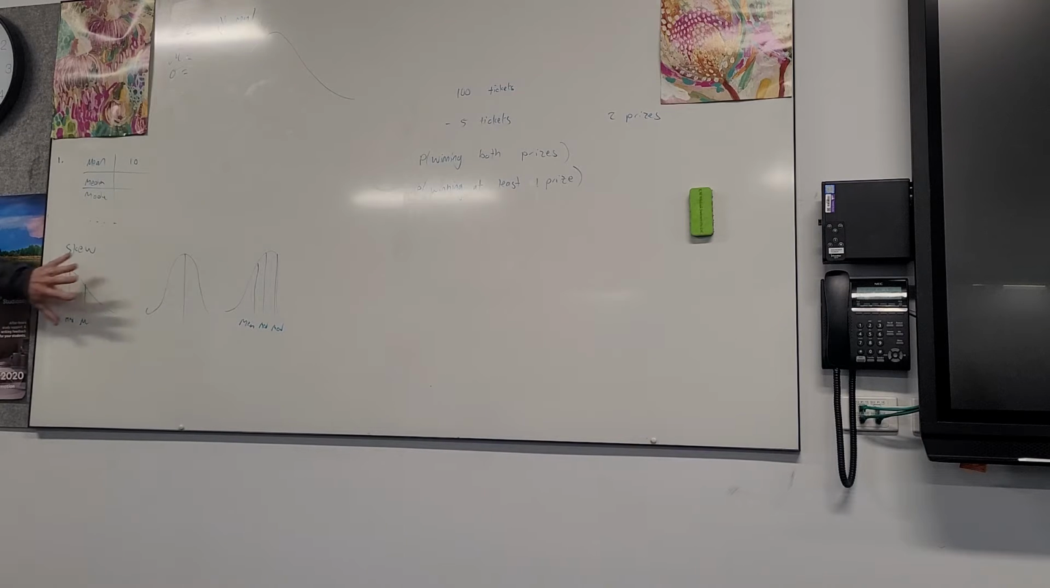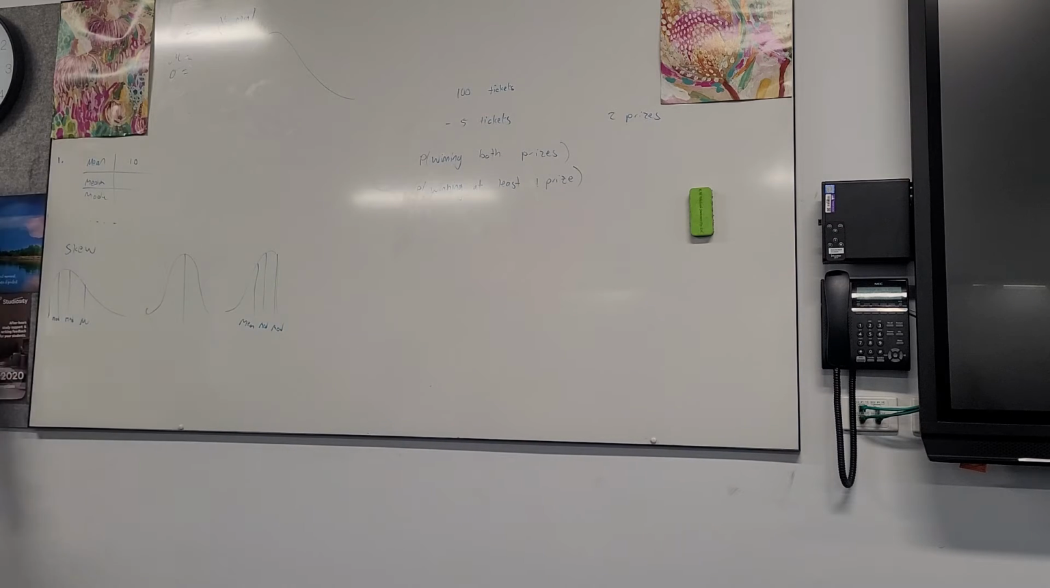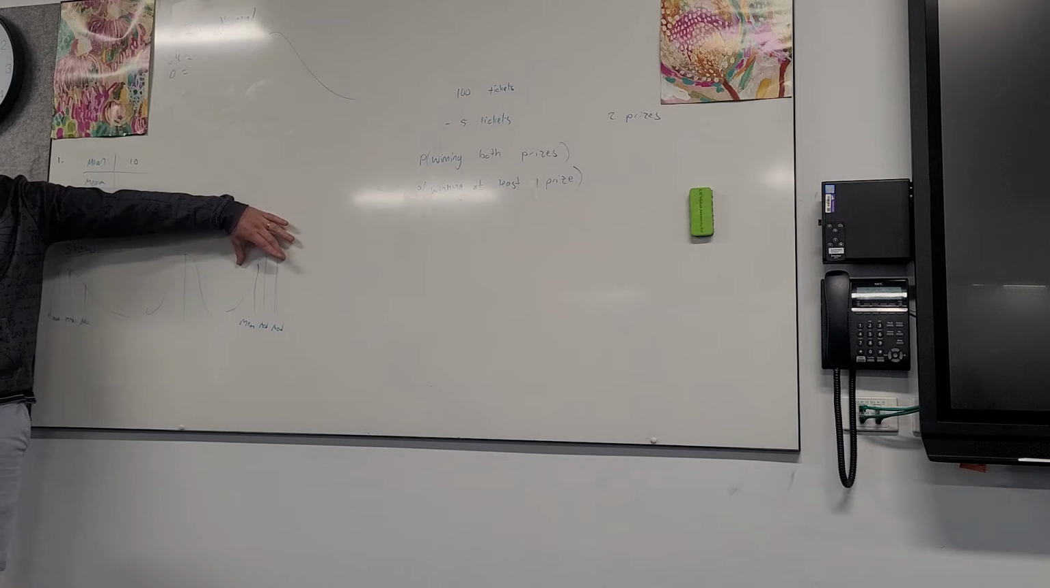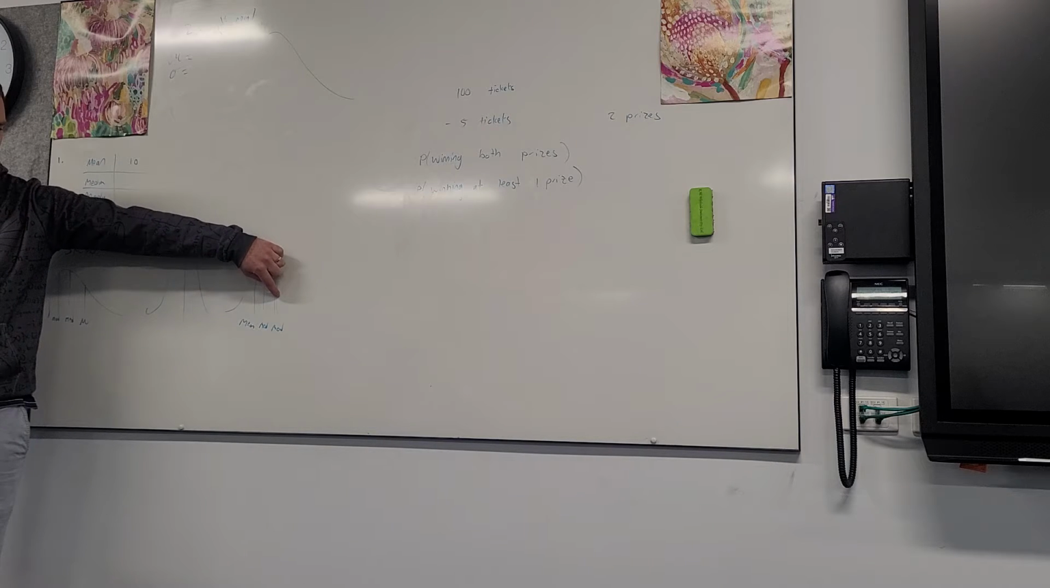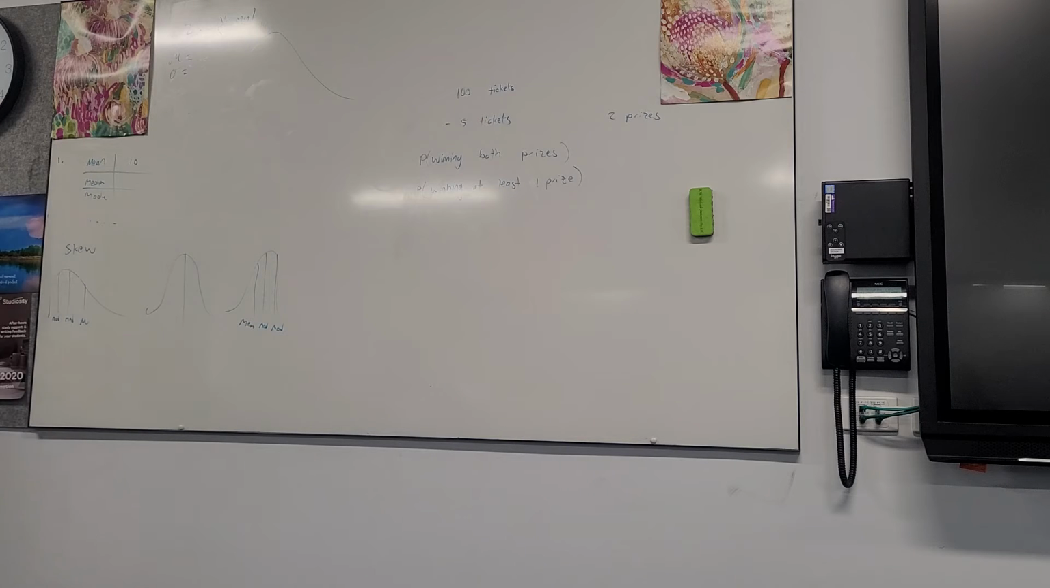We've raised this point before, but I just want to remind you of it. We have positive skew, normal distribution, and negative skew. In positive skew, the mode is smaller than the median, which is smaller than the mean. And in negative skew, the mode is largest, which is larger than the median, which is larger than the mean. So they go in that order.